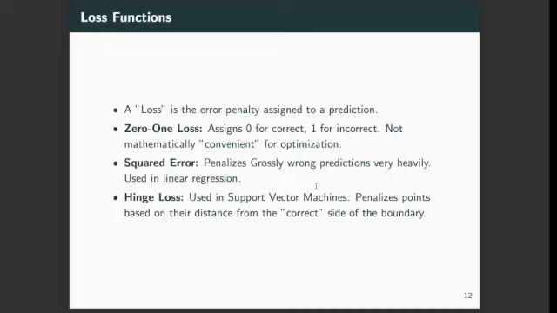Zero-one loss is simple, in which we set 0 for correct and 1 for incorrect, but it is not mathematically convenient for optimization. The squared error, on the other hand, is used in linear regression, and it penalizes grossly wrong predictions very heavily. And then there is the hinge loss, which is used in support vector machines, which penalizes points based on how far they are from the correct side of the boundary.